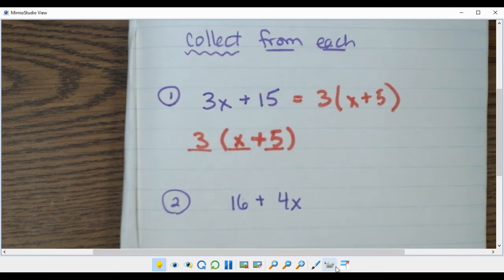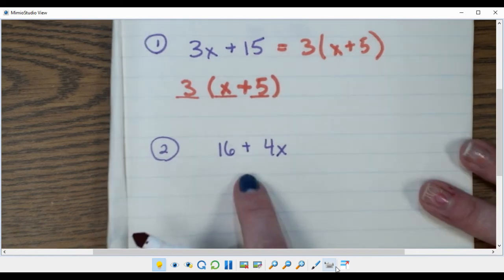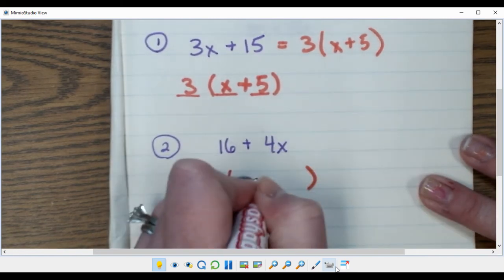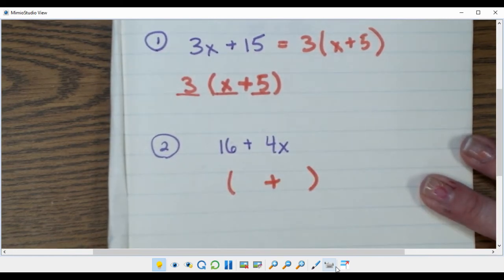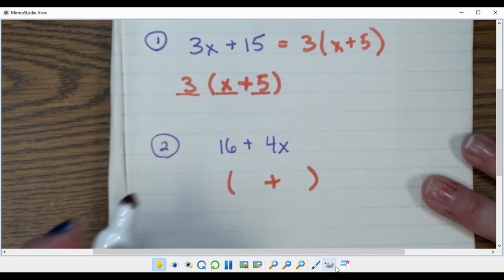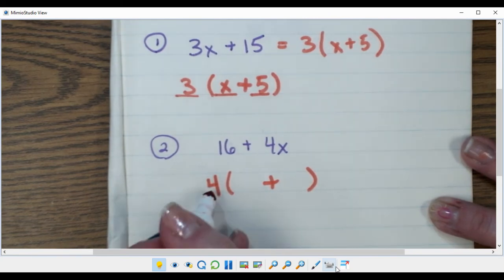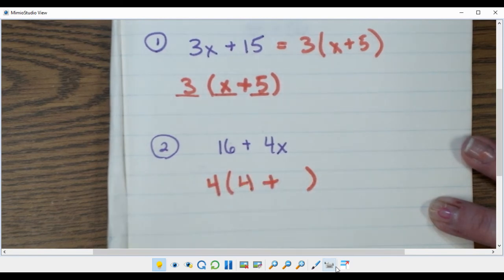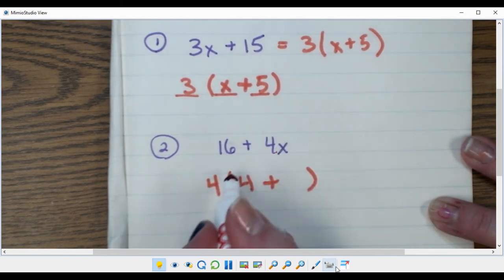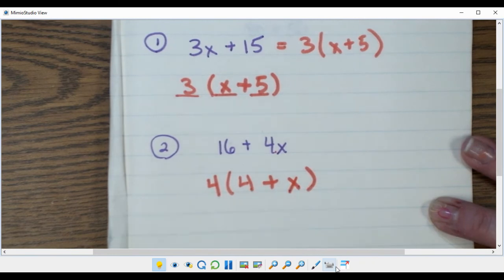Number 2, the order is a little bit different here, but I know what my setup looks like. What's a number, the biggest number actually, that divides into both 16 and 4? 4. 2 would work, but then I'd have something left in common, and I don't want that. I want to take out everything that I can. 16 divided by 4 is 4, and 4x divided by 4 is 1x.